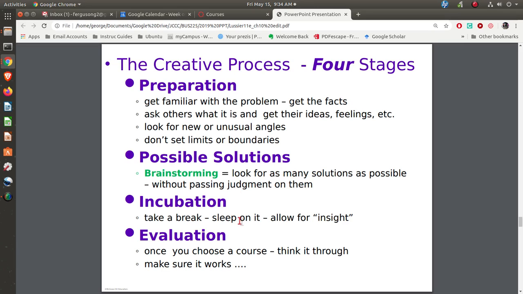Then what you want to do is take a break. Step back, sleep on it for a while, and let it incubate. I can't tell you how many times I've had something I was dealing with, I was trying to get creative on something, I put it aside for a day or two, then come back to it and I find the solution that I'm looking for.